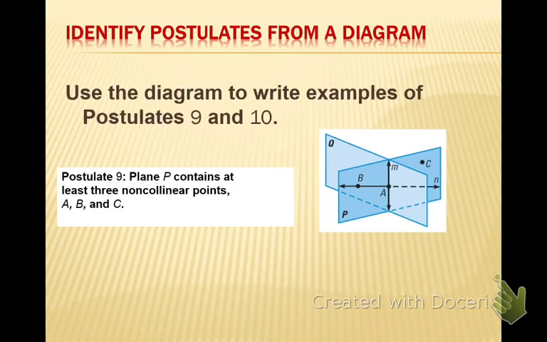I don't see a D up there. Wait, where's that N? M goes with this line. Oh, N is the name of this line. B and A. Okay. So points B and A, what line are they on?